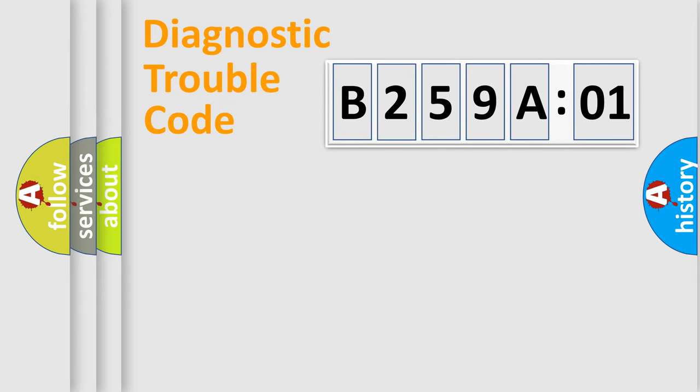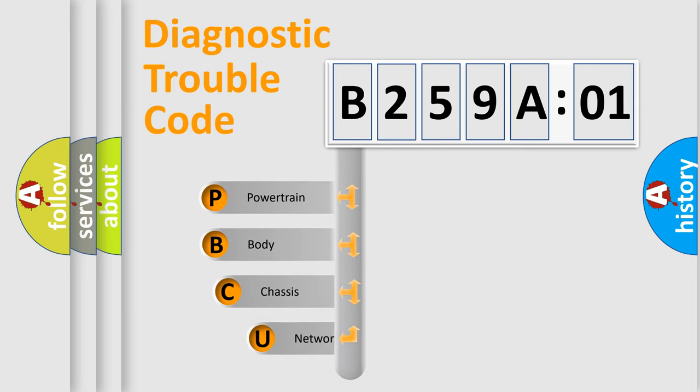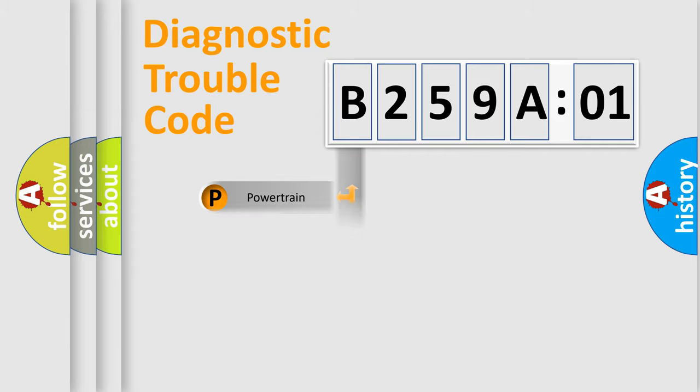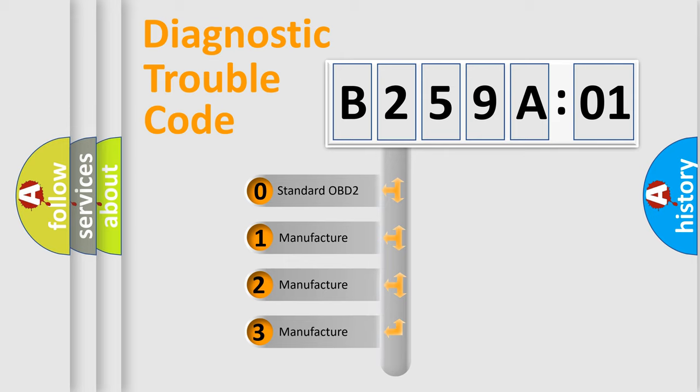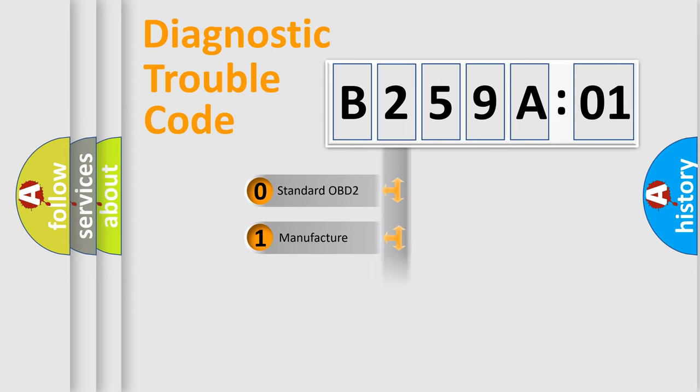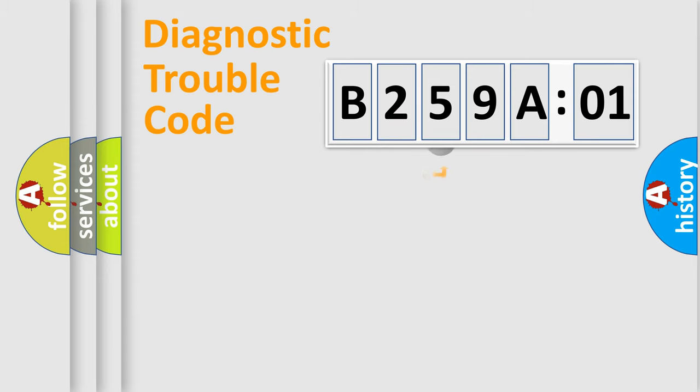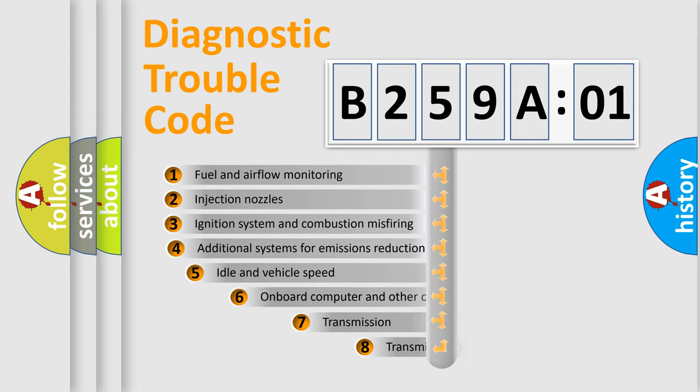Let's do this. First, let's look at the history of diagnostic fault code composition according to the OBD2 protocol, which is unified for all automakers since 2000. We divide the electric system of the automobile into four basic units: powertrain, body, chassis, network. This distribution is defined in the first character of the code. If the second character is zero, it is a standardized error. In the case of the numbers 1, 2, 3, it is a manufacturer-specific error.